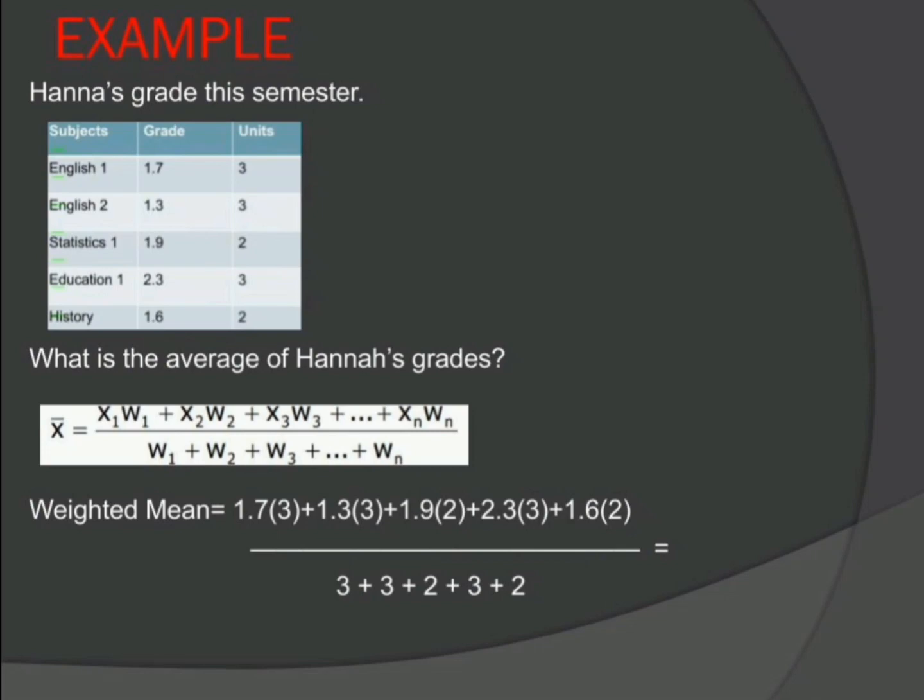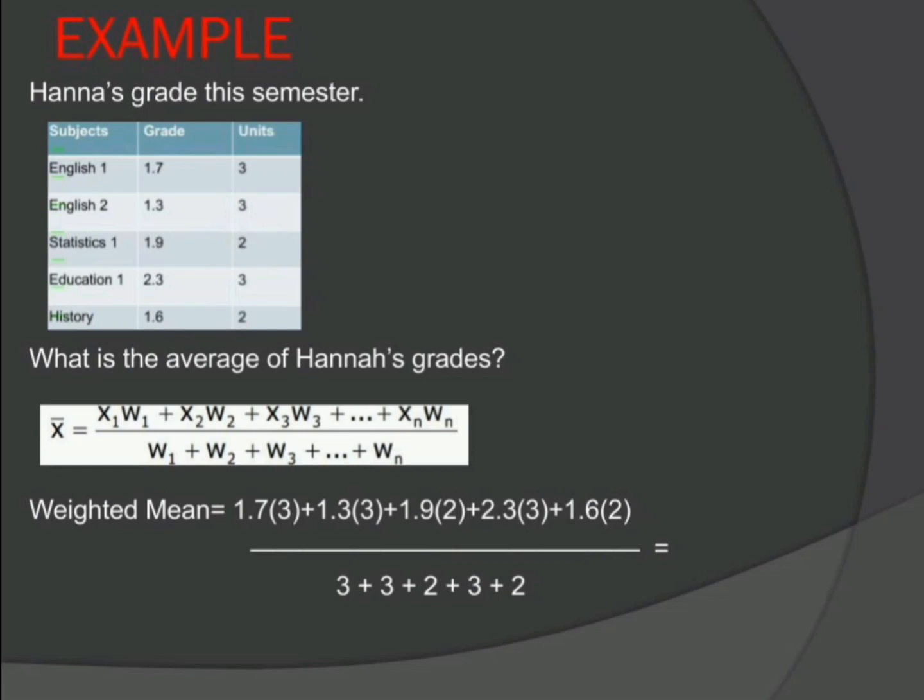Weighted mean equals 1.7 times 3 plus 1.3 times 3 plus 1.9 times 2 plus 2.3 times 3 plus 1.6 times 2, over 3 plus 3 plus 2 plus 3 plus 2. So the 1.7 is from the grade, and the 3 there is from the units. Same with the denominator, in case you are confused. Where did I get that? Because the x sub 1, x sub 2, and x sub 3 are the scores, and w sub 1, w sub 2, and w sub 3 are their respective weights.